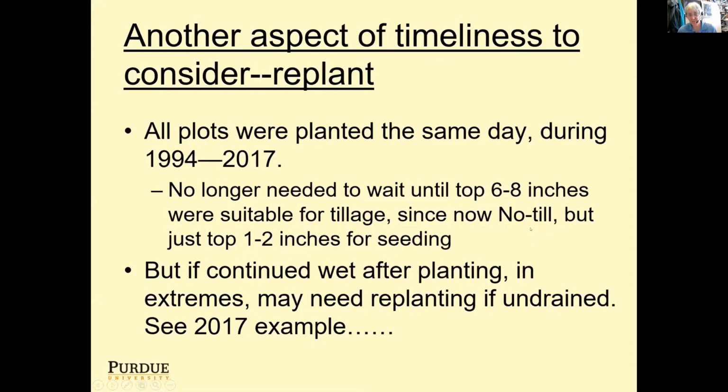Another aspect of timeliness, even though we planted all these plots on the same day after the first 10 years, is a replant. So all of our plots were planted the same day starting in 1994 because we had switched from doing chisel tillage and needing to wait until the top 6 to 8 inches was suitable for tillage. We had switched to no-till, so that meant we really only had to wait for the top inch or two to be ready for seeding.